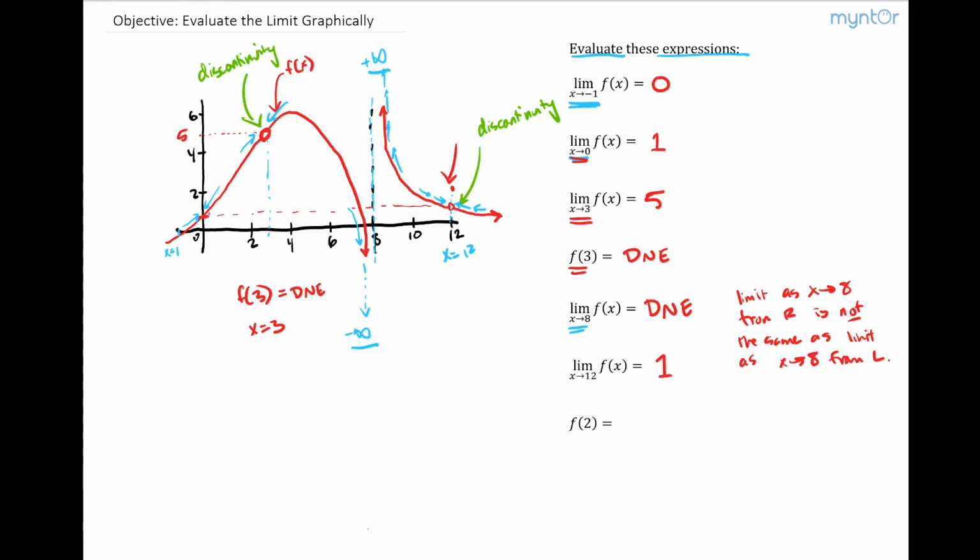But the value of f of 12, this should actually be f of 12, looks like it is about 2. So note that the limit as x approaches 12 is 1, but f of 12 here is 2. So the limit can be a different number than the actual value of the function. Now see if you can do a couple of the examples on your own.